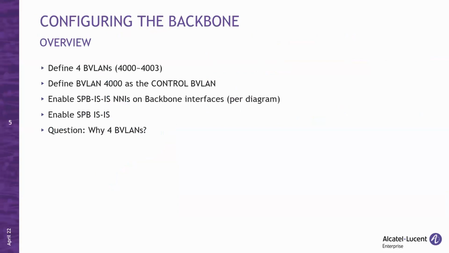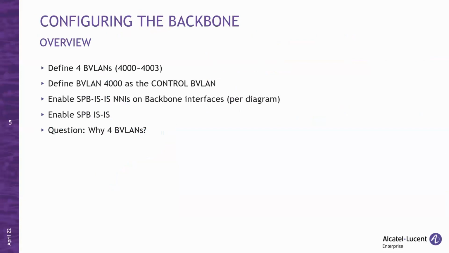Why use 4 backbone VLANs? You may have noticed in the diagram that I showed before that the topology I'm using supports 4 equal cost paths. So by creating 4 backbone VLANs, we can take advantage of all those paths. If you did not notice that there are 4 paths, do not worry, we will clearly see it from OmniVista.